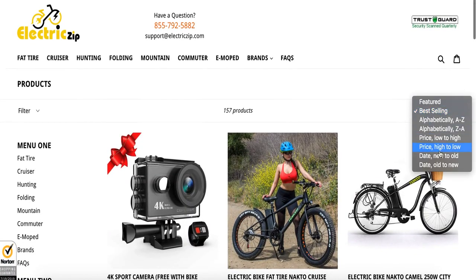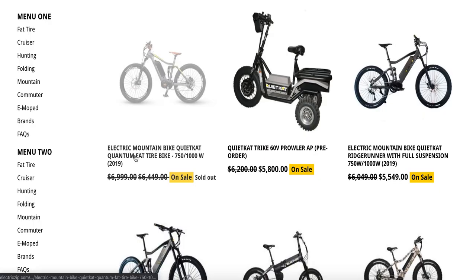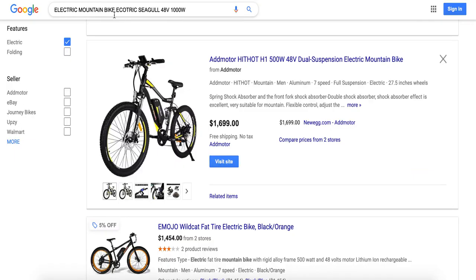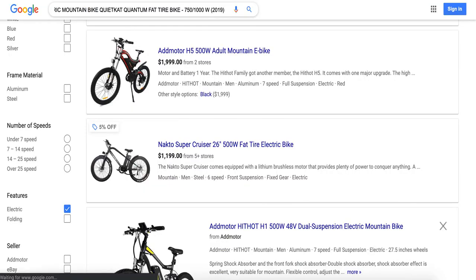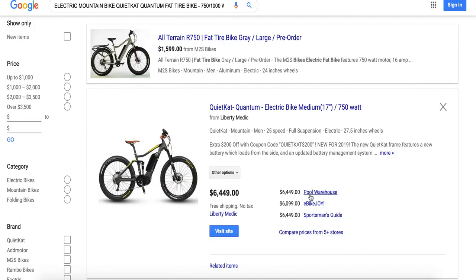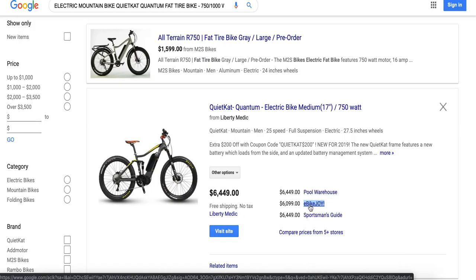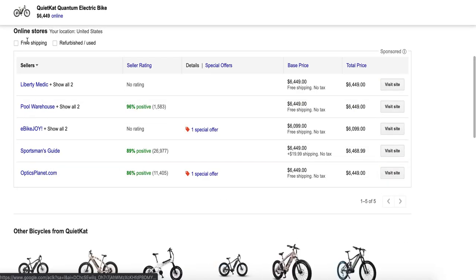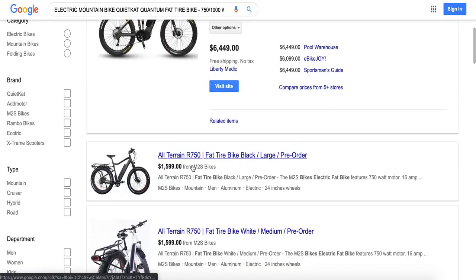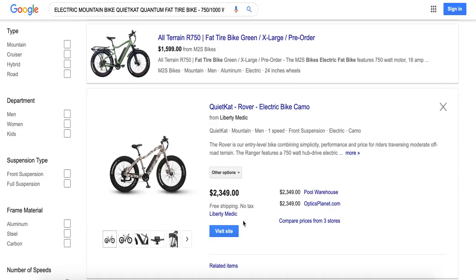Let's actually go to high to low instead of best selling. Alright, great. So now we're going to look at this one, Quiet Cat, their most expensive one. Good idea here. Okay. E-Bike Joy. Yeah, let's go ahead and open that. Okay. Let's see, Quiet Cat.